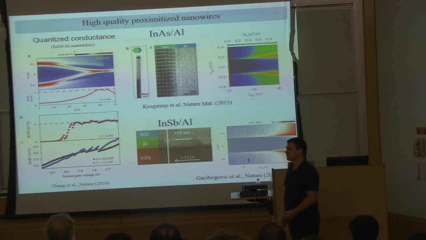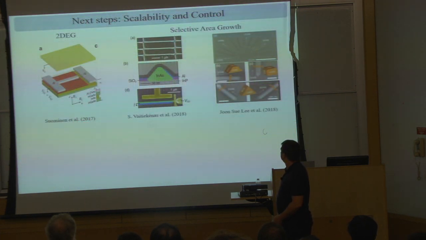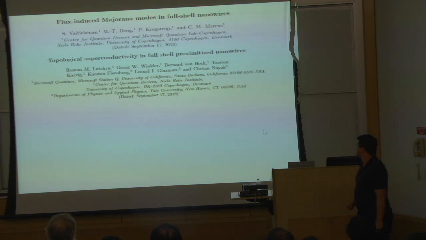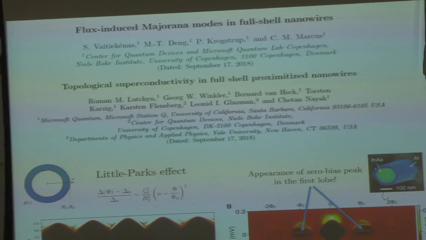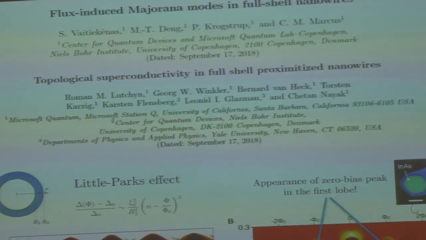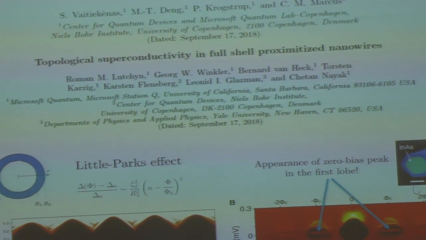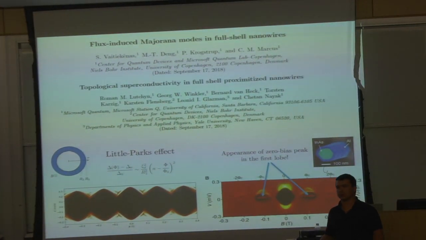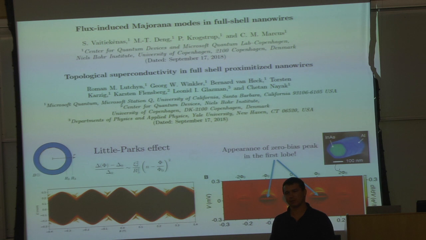But very recently we've done experiments in, well, let me maybe skip these two slides. We've done experiments in which the aluminum was deposited around the whole shell. So these are so-called full shell wires. So here's the aluminum shell, and this is the indium arsenide shell. And one can show that the same physics is realized in these full shell wires, but because of orbital magnetic field rather than Zeeman magnetic field.